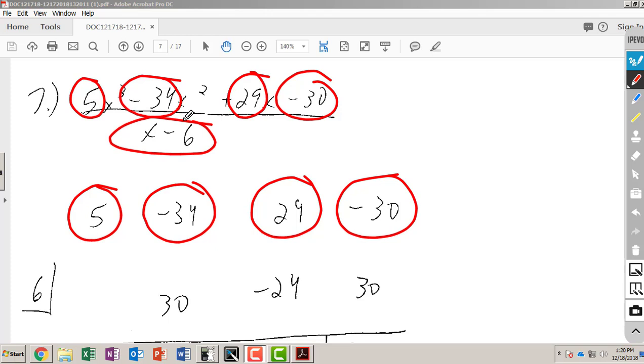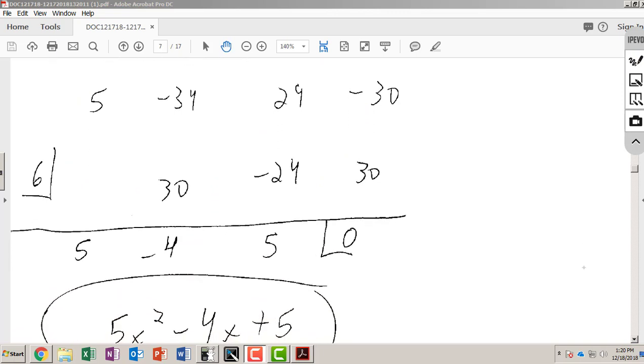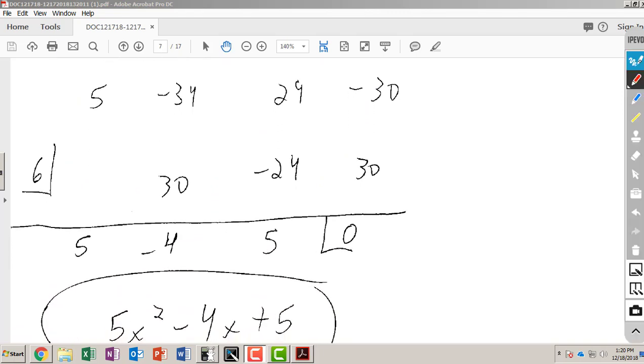Then I divide by x minus 6. Remember, x minus 6 is in equation form. To put it in answer form, you solve it, and that answer is 6. So that's going to go right there. And I always put a little box right here to remind me that that's what I'm dividing by. Now I follow the pattern for synthetic division.